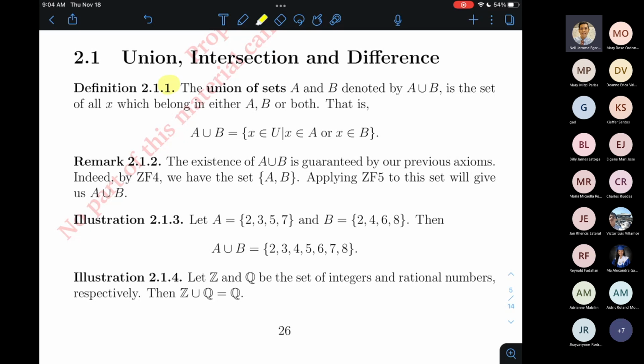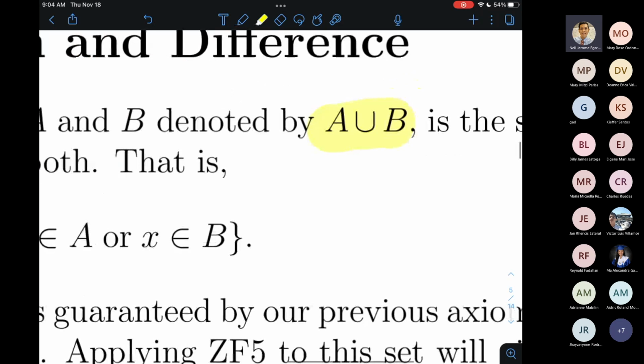Okay, so ZF5 nga ba? Yeah, I think so, ZF5. It says, definition 1 says that the union of two sets A and B, denoted by this guy, parang A, tapos mayroong matabang U, or pwedeng para siyang cup, right? Na naka usual position, okay?